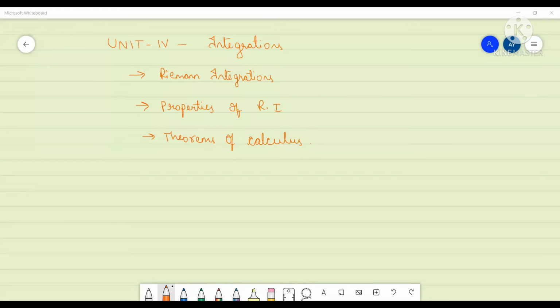The fourth unit is integrals. The first topic that you have is Riemann integrals, and then you'll be having properties of Riemann integral, and then theorems on calculus. So first, let us look into the definition of Riemann integral.